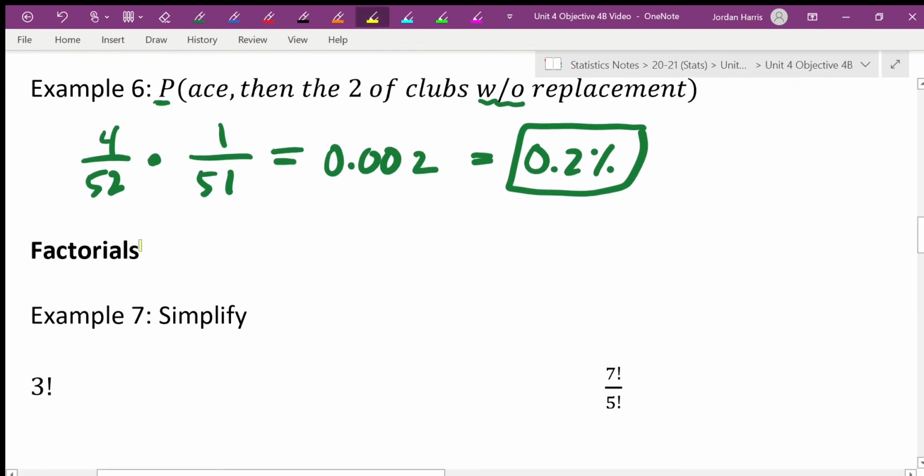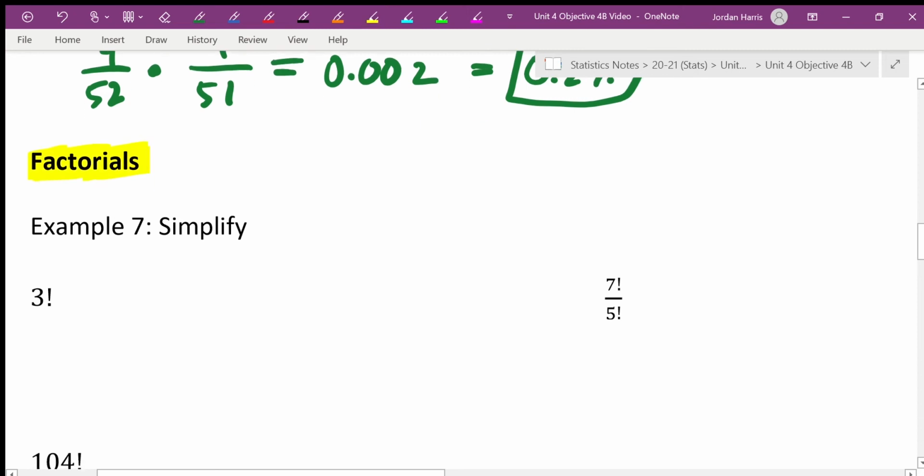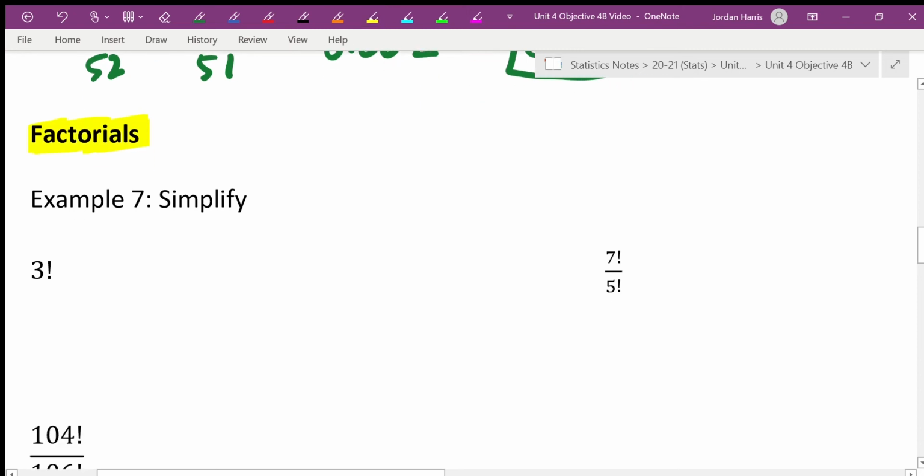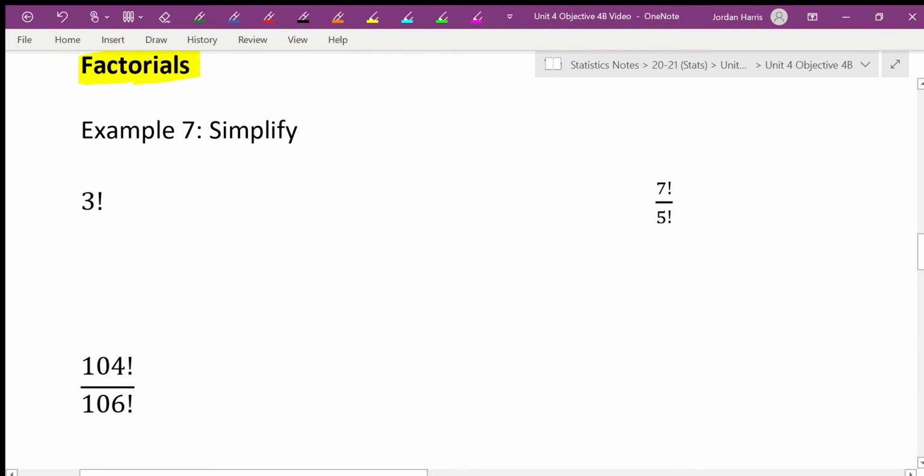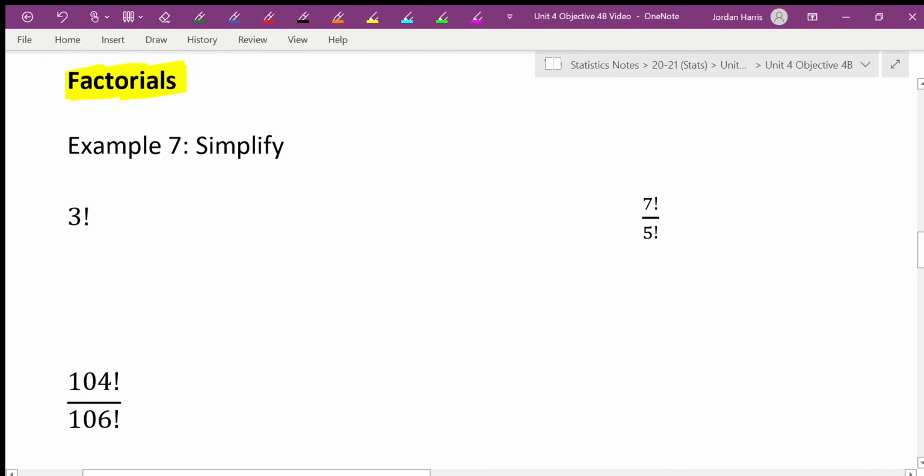Okay, we're going to talk about factorials. We don't use factorials too much because we have calculators, but they're a thing that comes up a lot in probability, so we don't want you to leave this class without having experienced a factorial, basically, and doing some things with factorials. Okay, so 3 factorial. A factorial takes the number and counts down, so 3, 2, 1, and multiplies all of those numbers. So 3 times 2 times 1 is 6.